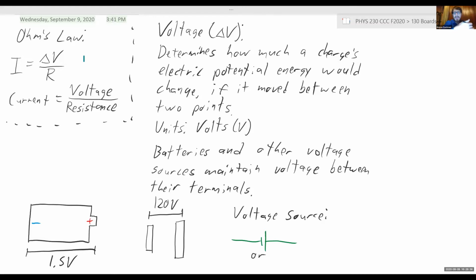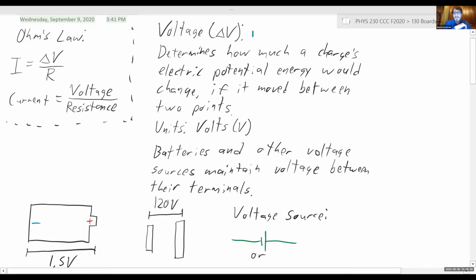So it's going to be kind of a preview, kind of a taste of circuits before we return to them later. It's part of giving you multiple exposures to the same material so that you can retain it better. So let's start out with voltage, which is written using delta V generally.